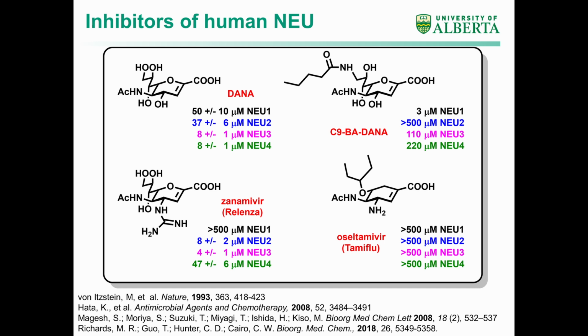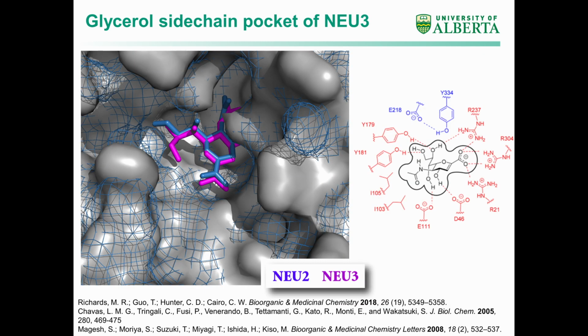So what we thought when we looked at the system was we need better tools. This is good. This is selective. But it's not very potent, right? And so we started a program a few years back now, basically starting from Dana, modifying it in selective ways to try and find new inhibitors. I'm not going to show you all of that, but I'll just give you a little flavor for how that was done. So what you're looking at here, this is a crystal structure.